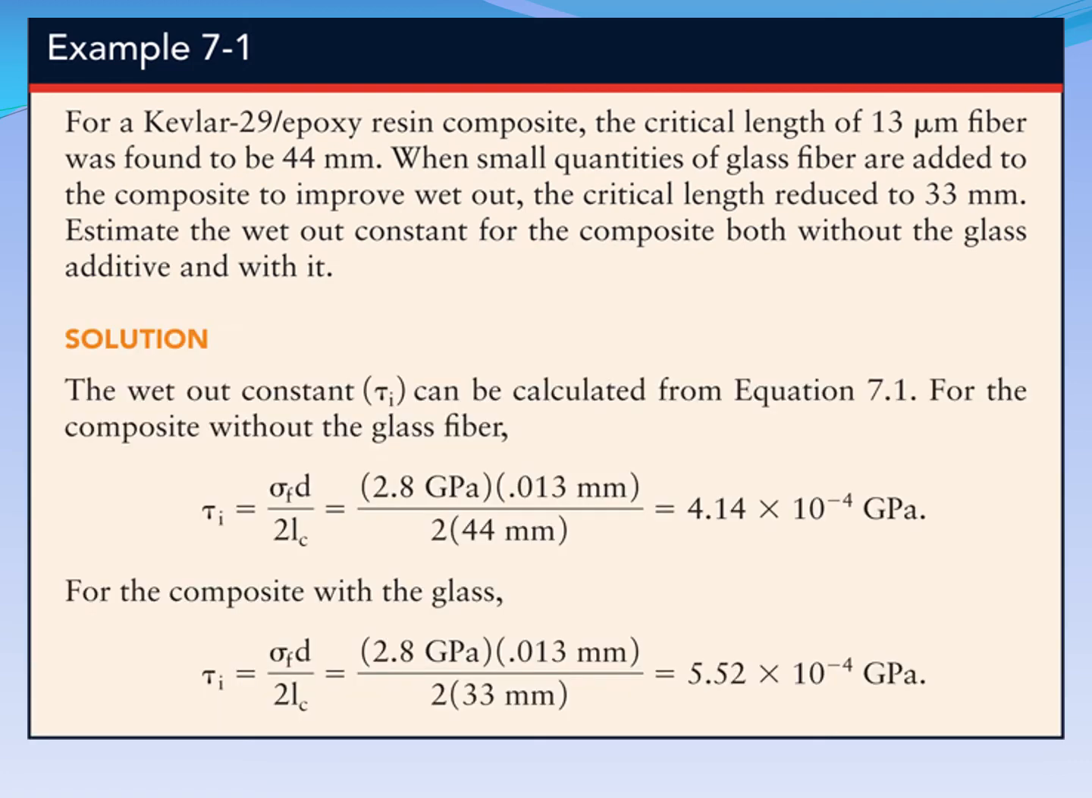Therefore, if you now see what they have done, they find the sigma F for Kevlar, the diameter is already given, the critical length is given, you find the thing. Then when you add glass, nothing happens, only the critical length changes. The rest of the things remain the same.